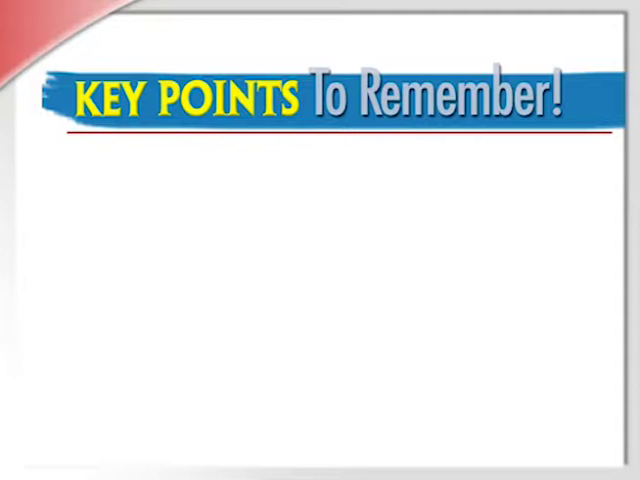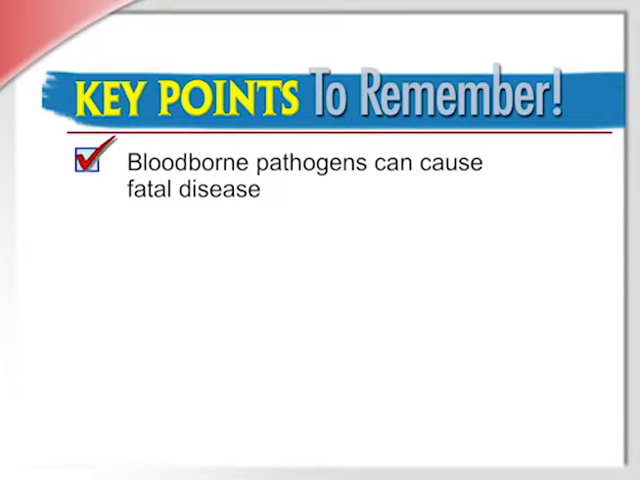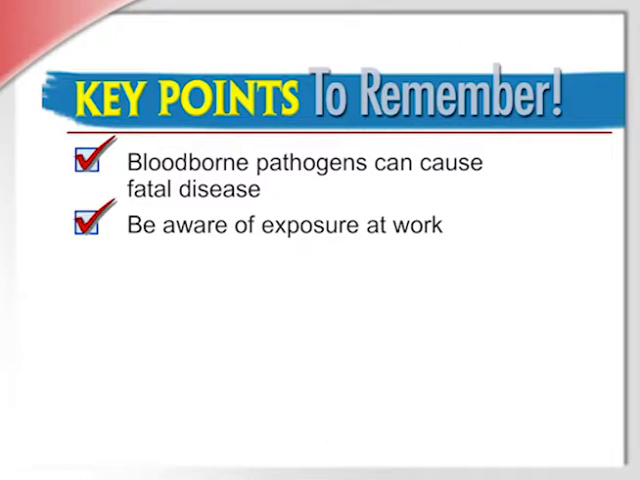The following are the key points to remember about this training session. First, bloodborne pathogens can cause fatal disease. They include HIV, which causes AIDS, as well as hepatitis B and hepatitis C. Be aware of the potential for exposure to bloodborne pathogens at work. Exposure can happen if a coworker suffers a bleeding injury, or when you are administering first aid, touching a contaminated surface, cleaning up blood, cleaning a restroom, or touching a tool that has dried blood on it.